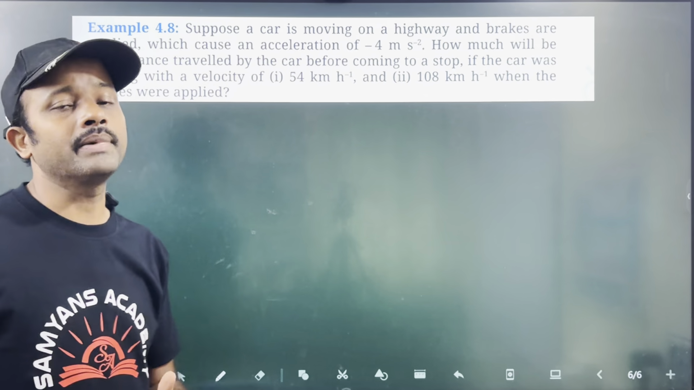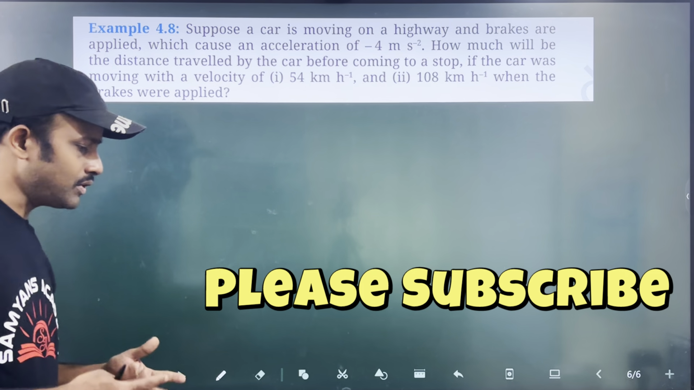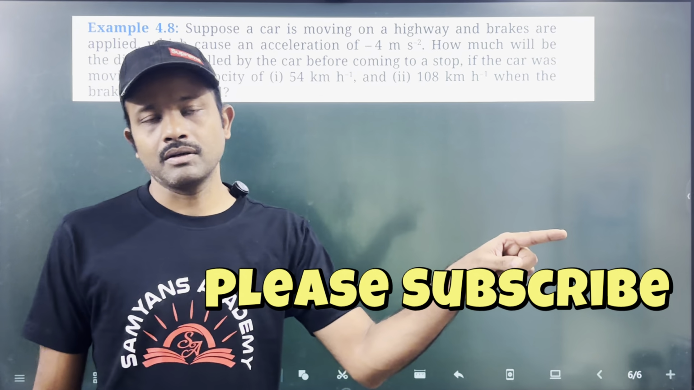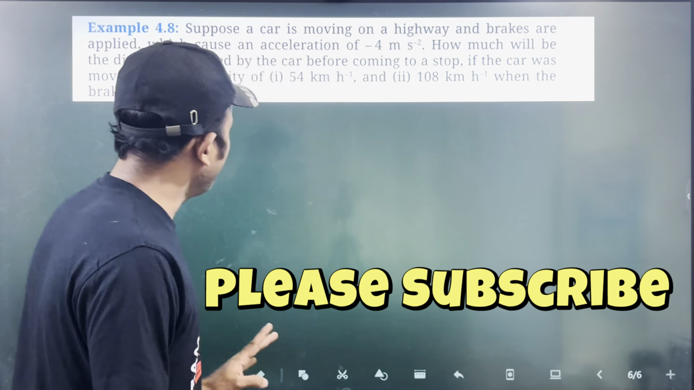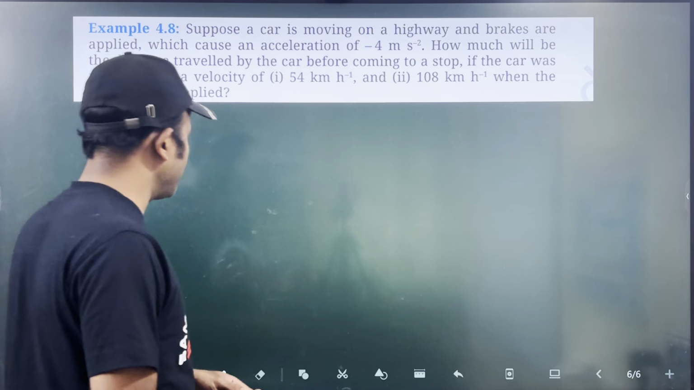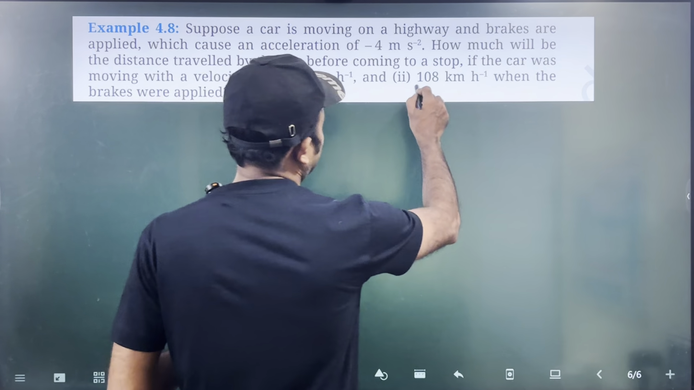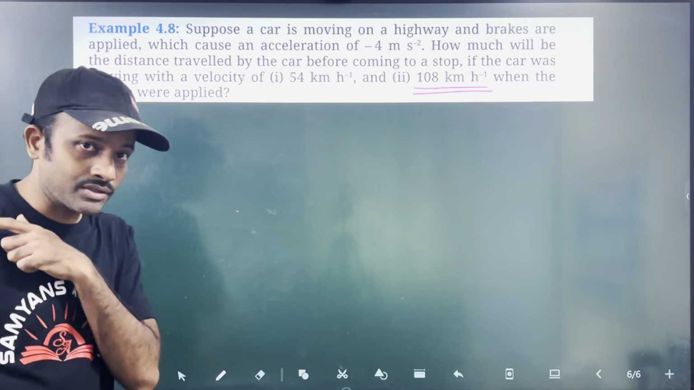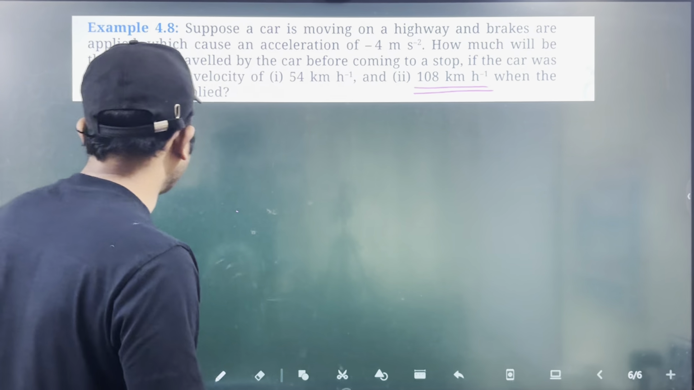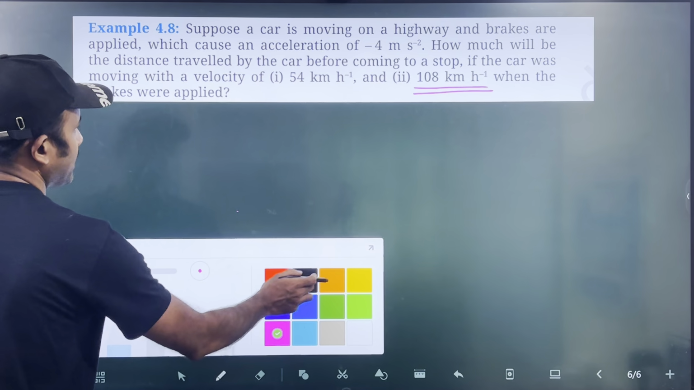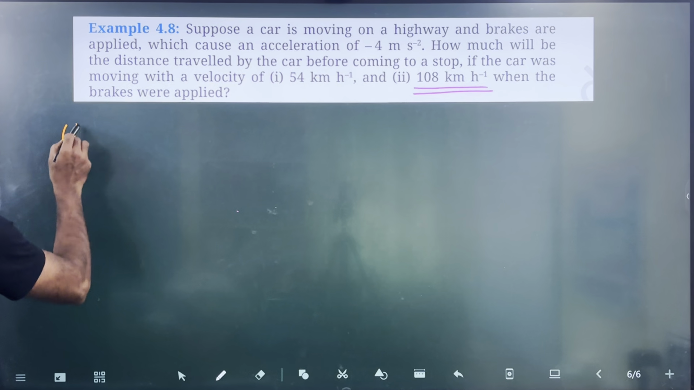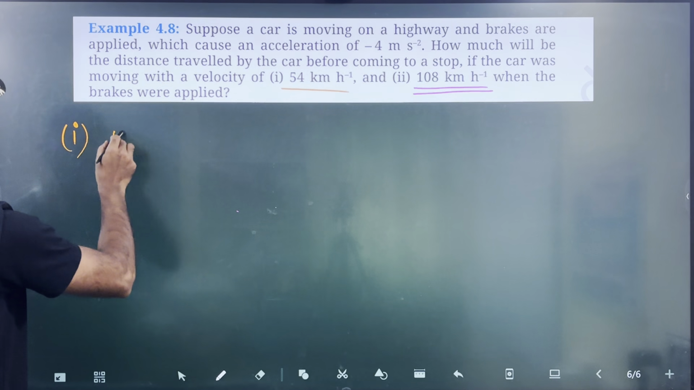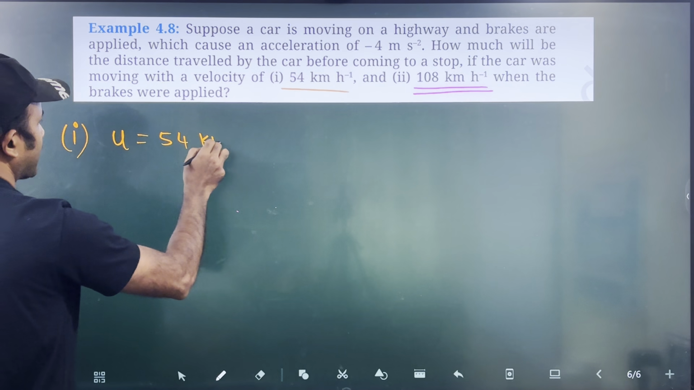Just assume that if the car is moving with more speed, after applying the brakes it covers more distance before coming to rest. In which situation does the car cover more distance before coming to rest? In the second situation, if the car moves with more speed, after applying the brake it covers more distance before coming to rest. Already they have given some things here, so I am doing the first situation. In the first situation, the initial car speed is 54 km per hour.